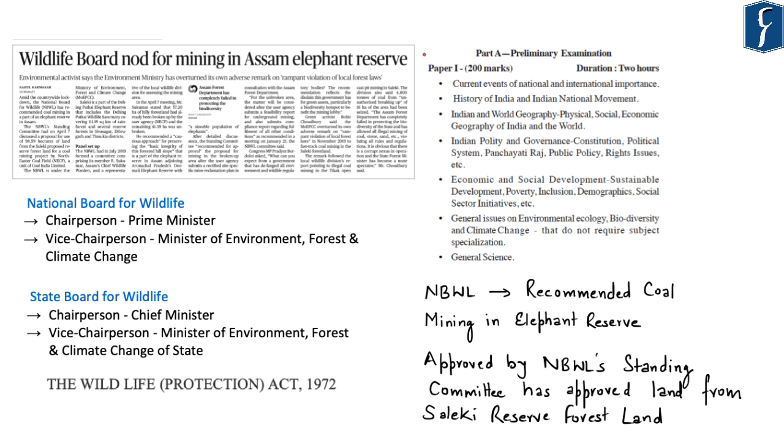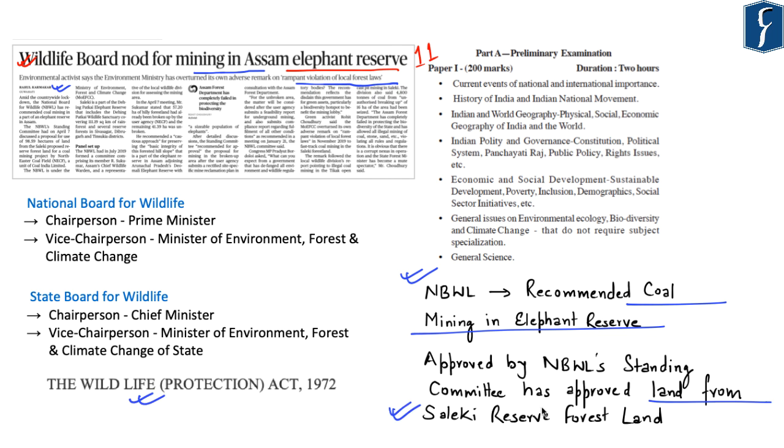The next news for discussion appears on page number 11. It says, Wildlife Board not for mining in Assam Elephant Reserve. However, environmental activists say that Environment Ministry has overturned its own adverse remark on rampant violation of local forest laws. Now, as per this news, the National Board for Wildlife has recommended coal mining in Elephant Reserve in Assam, and it was approved by National Board for Wildlife Standing Committee under the Wildlife Protection Act of 1972. And as per the approval, Saliki Reserve forest land has been approved for coal mining. So this topic becomes important primarily from the perspective of general issues on environmental ecology, biodiversity and climate change.